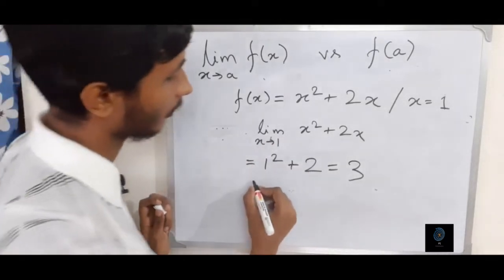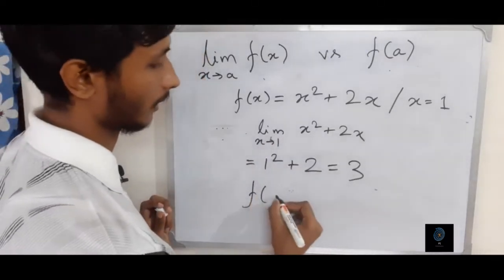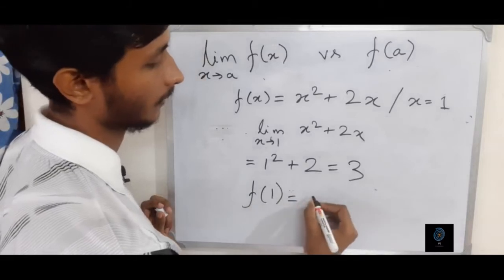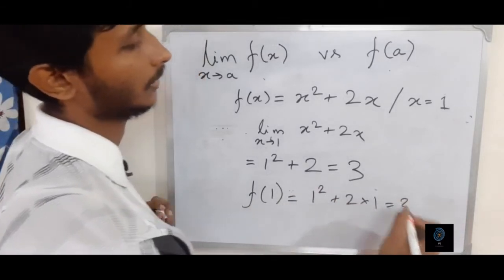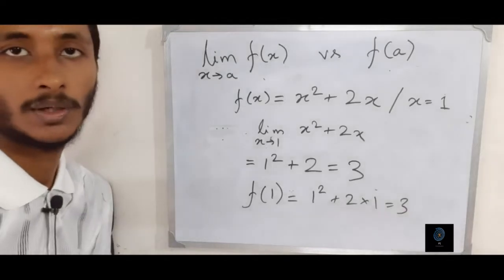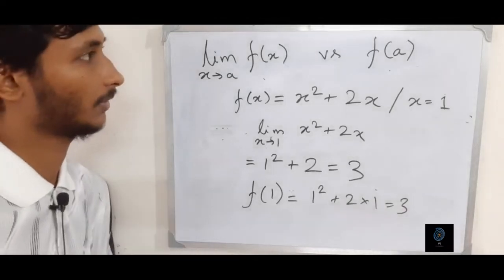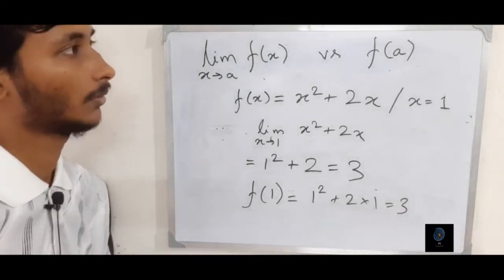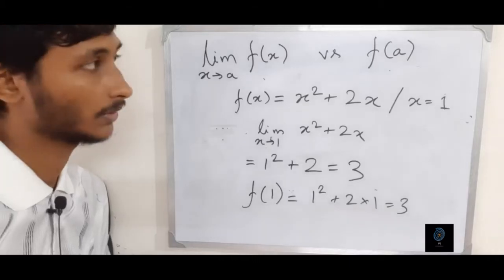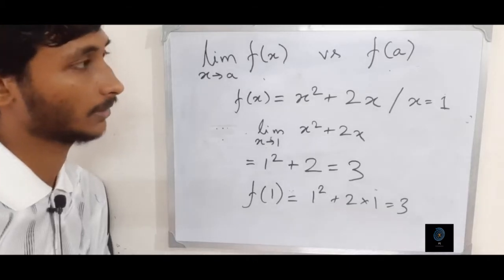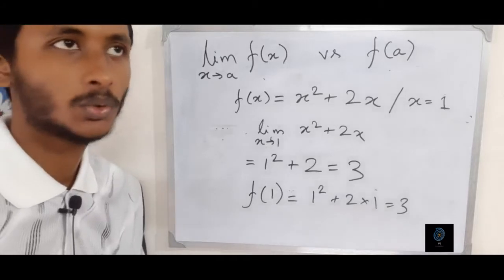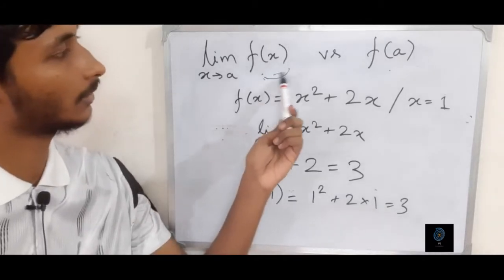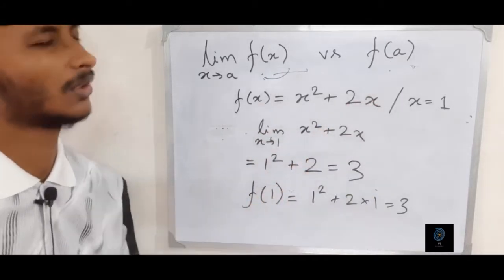And if we try to compute the value of the function at x equal to 1 directly from the definition, then we can do that too, and it is also equal to 3. So this is a very typical example where both the limit of the function exists at the point, and we can also calculate the value of the function from the definition at that point. There may be another case where this will not exist and this will also not exist.